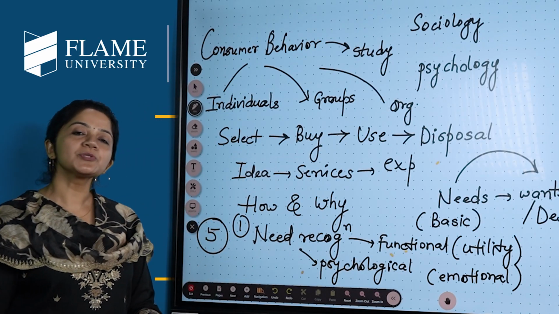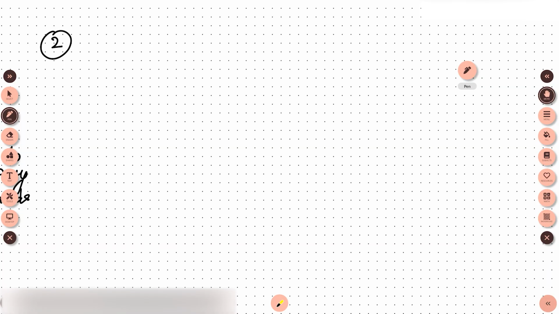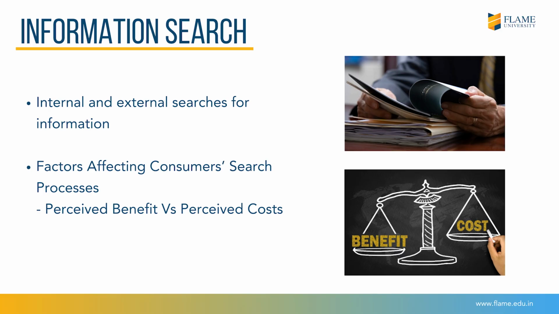Alright, let us now go to the second stage in the consumer decision-making process. The second stage in the consumer decision-making process is information search. Once I have, as a consumer, recognized needs, is when I will try and search for a lot of information. Now, this information search is very, very critical because I need to have enough inputs to make a purchase.